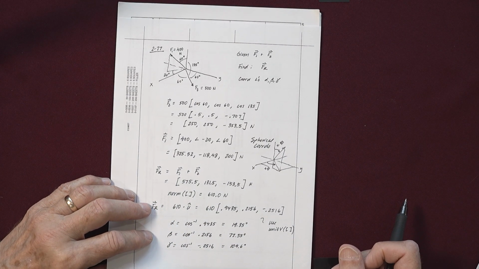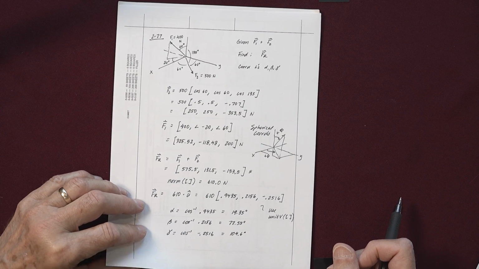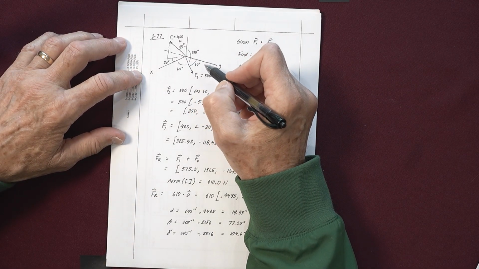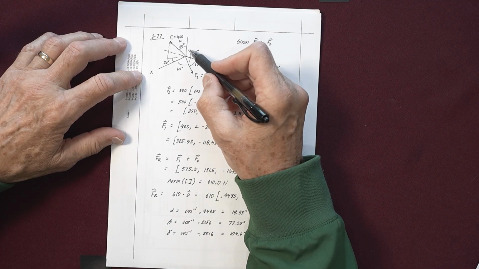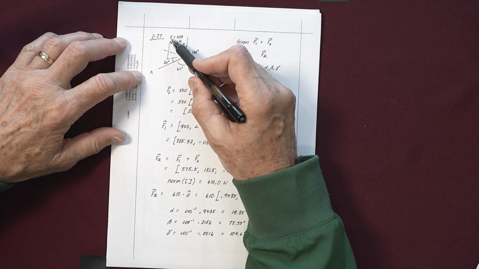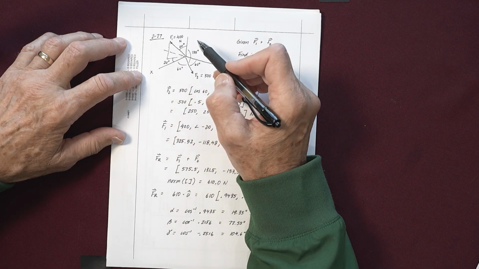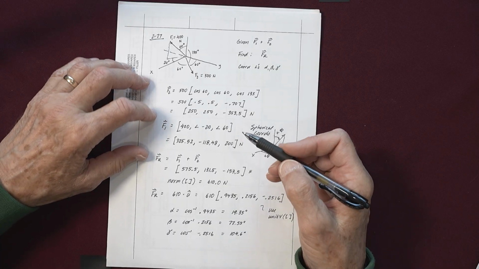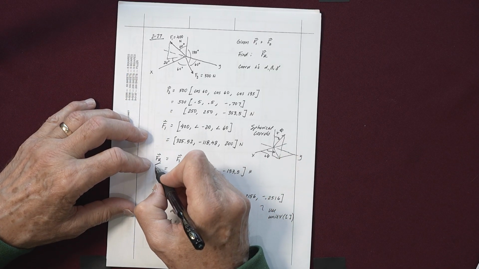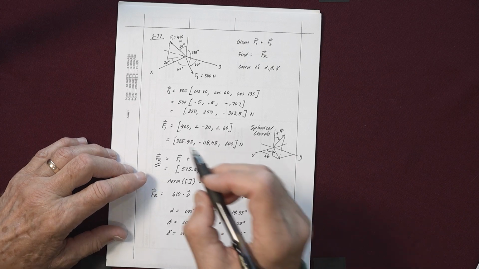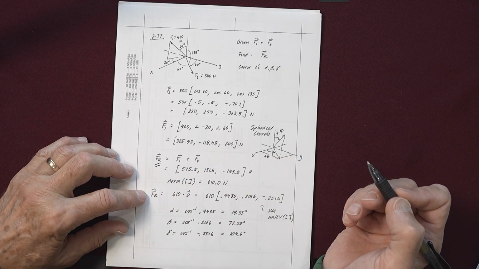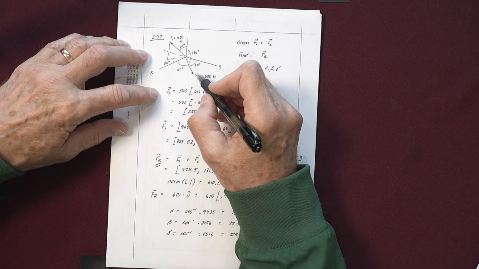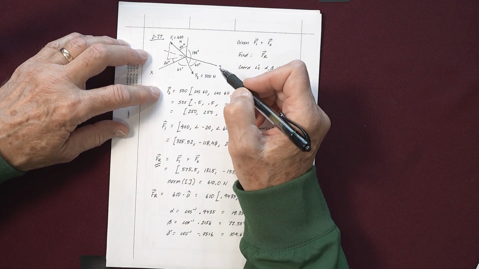Here's an example problem where you're given 2 vectors. We're given a vector f2, which is in terms of coordinate direction angles, and we're given an f1, which is in spherical coordinates. So we want to add these guys to get a resultant vector. And then we want to find the direction cosines of the resultant vector. So we'll start with f2 because that's easier.